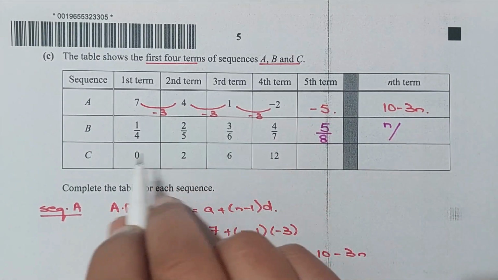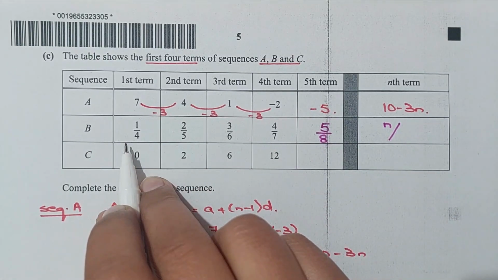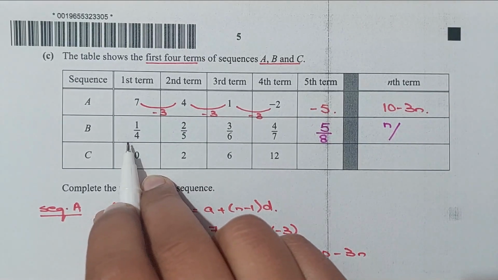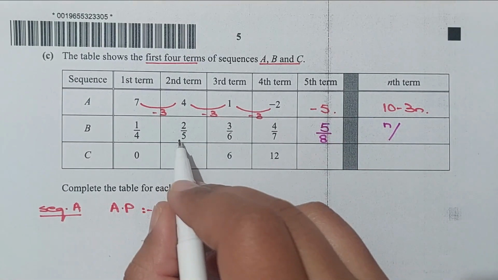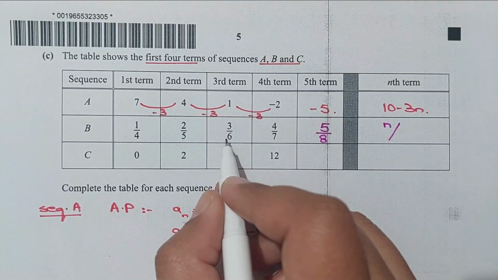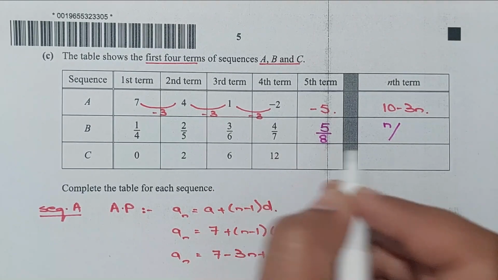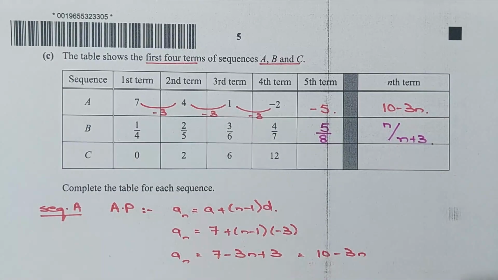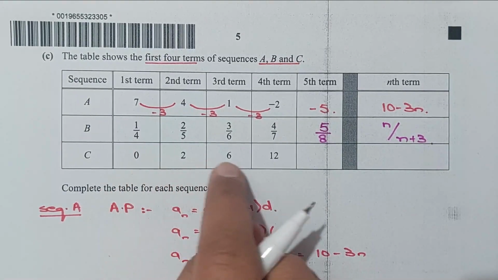Okay. Now it starts from 4. So 4 is n plus 3: 1 plus 3, 2 plus 3, 3 plus 3, 4 plus 3, 5 plus 3, n plus 3. Yes, this is simple.